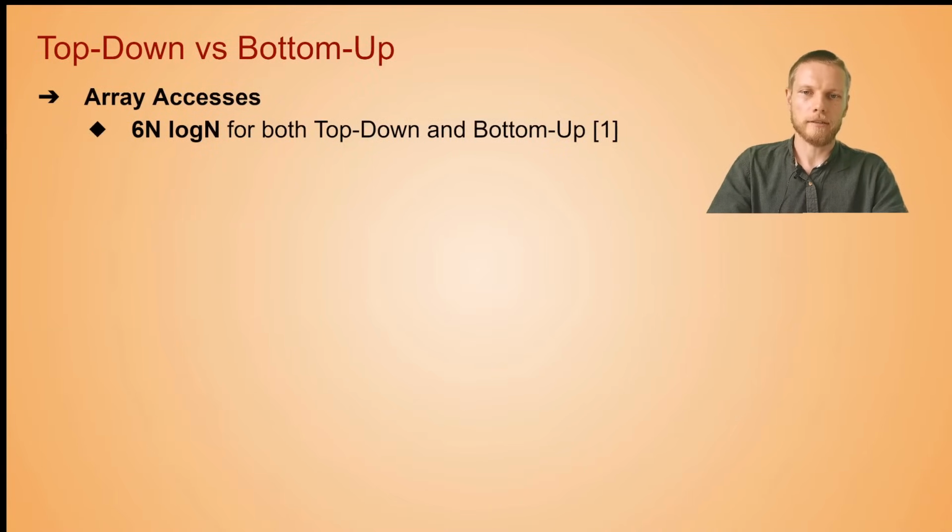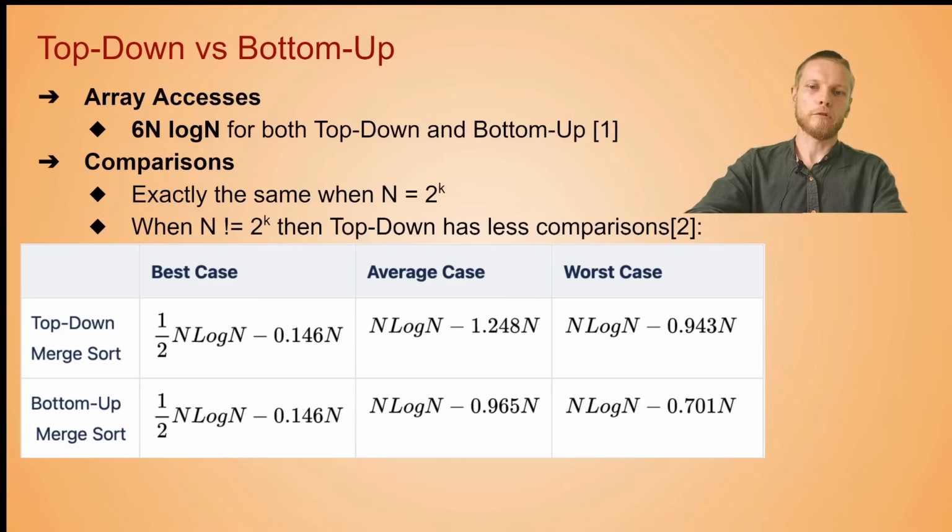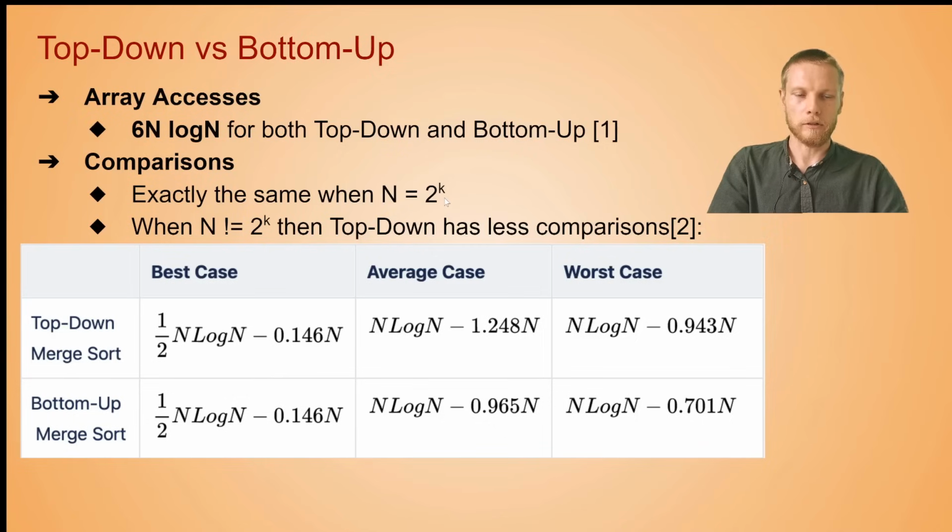Let's continue our comparison of the two algorithms. First, let's consider the number of array accesses needed to perform the sorting. Both top-down and bottom-up merge sort use the same amount of array accesses. It's 6n log n. As for comparisons, it's a bit more tricky. When n is exactly a power of 2, the number of comparisons is exactly the same for the two implementations. However, when n is different from a power of 2, then top-down has fewer comparisons.